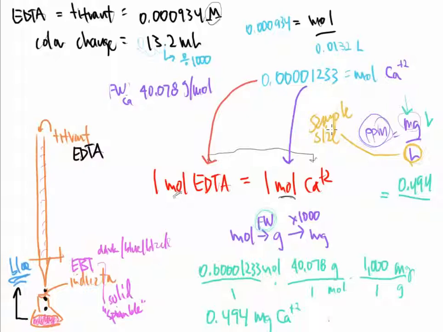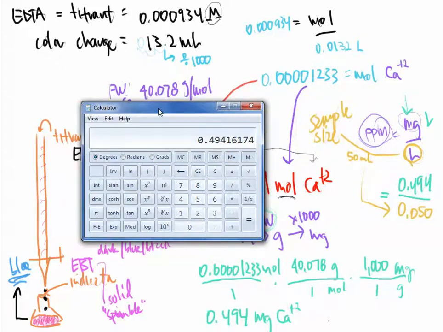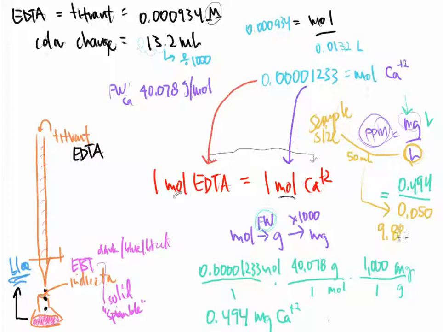So if the lab told you to use 50 mils, you would use 0.05. If the lab told you to use 100 milliliters, you would use 0.1 for the liter. Well, this lab is going to tell us 50 milliliters. So 50 milliliters is 0.050. So to calculate ppm, I'm going to take 0.494 divided by 0.050, and I hit enter, and I get a ppm value of 9.88 ppm calcium.